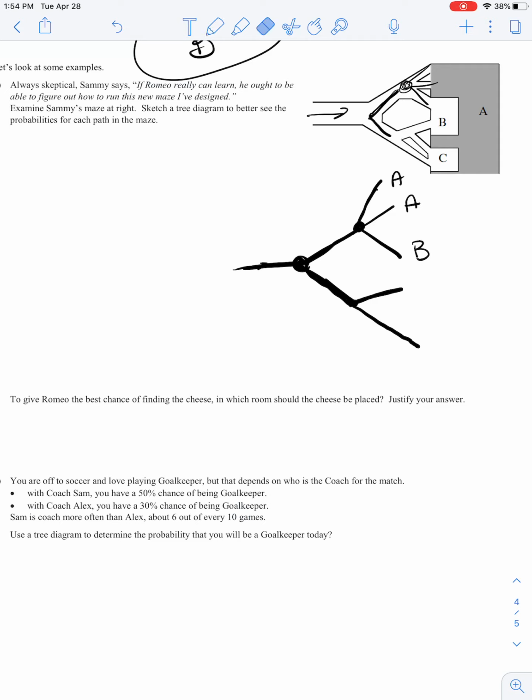So this one you gotta kind of be careful. Once he gets here, this row went straight to B. Once he gets here, he can either go straight again or break off again into room C. So you gotta be careful of that last intersection right there. Okay.